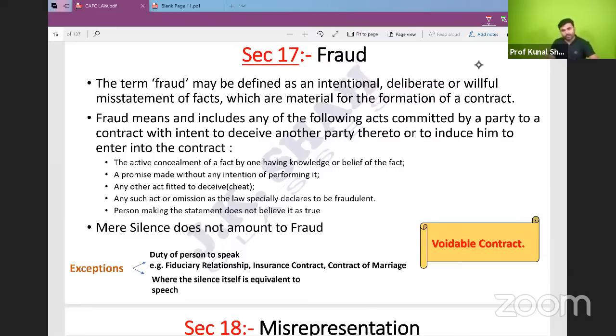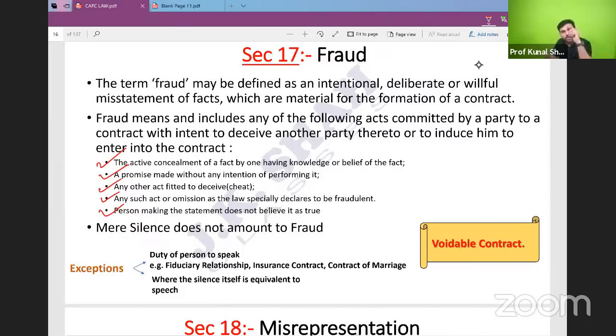Sir, how can a person do fraud? A person can do fraud by actively concealing a fact, or by making a promise without an intention to perform it, or by having an intention to cheat someone, or by doing an activity which is declared as fraudulent by law, or by making a statement which he himself believes is not true. So whenever you are making a statement which you yourself believe is false, then you are trying to do fraud.